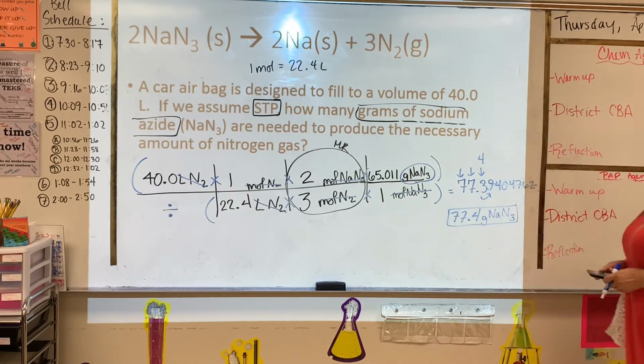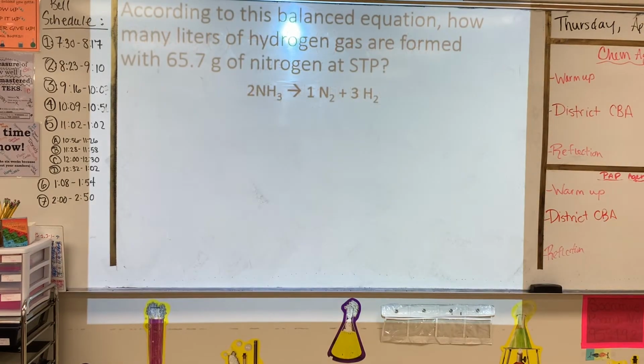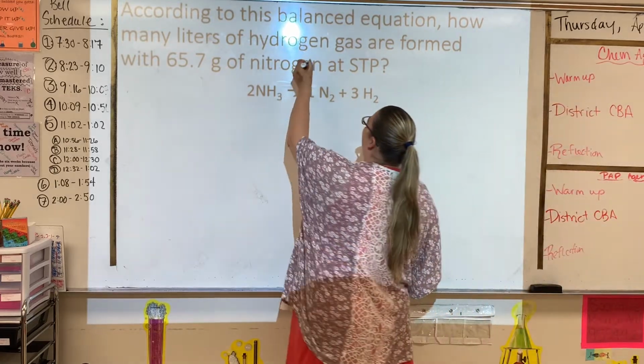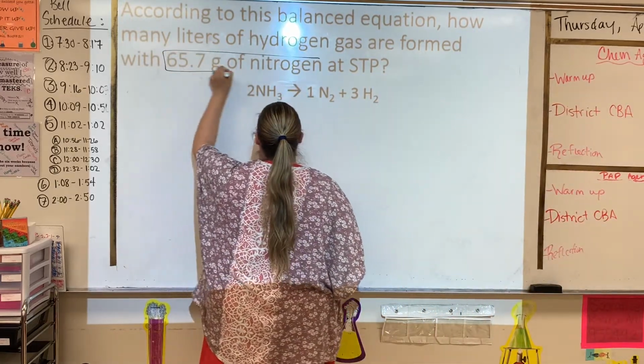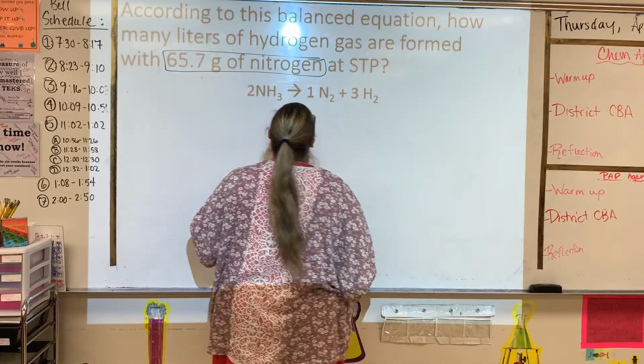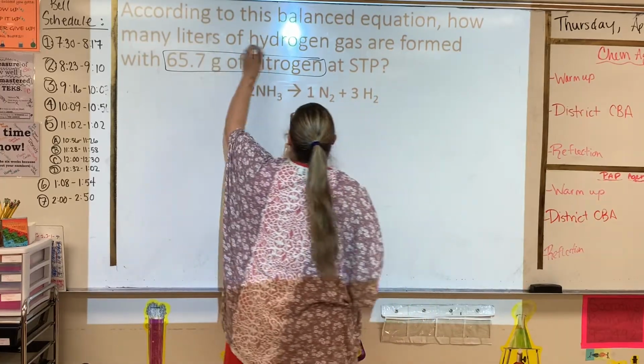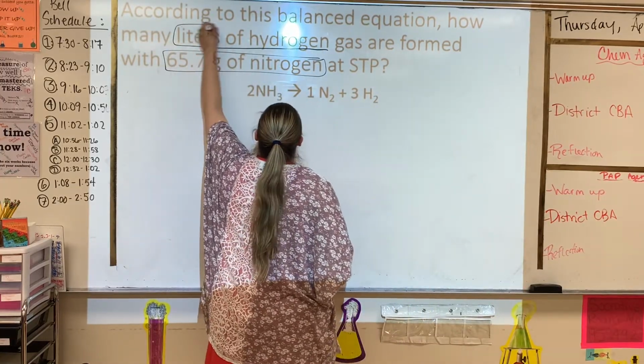All right? This is very much like stoichiometry we did last unit. We're just adding an extra equality. Let's try another one. So this one says, according to this balanced equation, how many liters of hydrogen gas are formed with 65.7 grams of nitrogen at STP? All right, so that's our given. They're asking us to find liters of hydrogen.